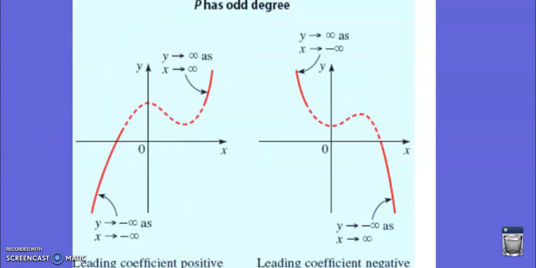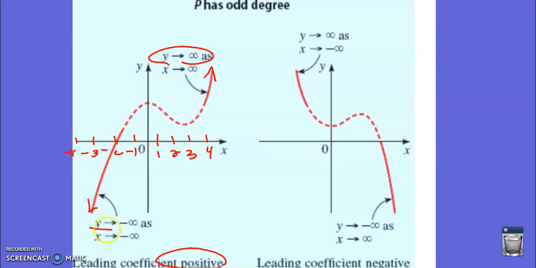Now on odd functions, or odd degrees, notice what's happening here. As x gets bigger, again, the coefficient is positive, then notice the y is getting bigger. As x gets more negative, -3, -4, notice the y gets more negative. It keeps going to higher and higher negative numbers.